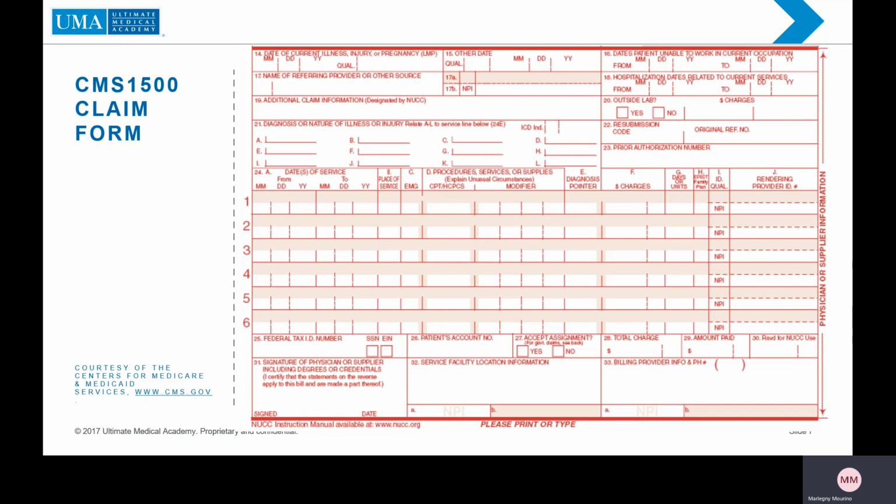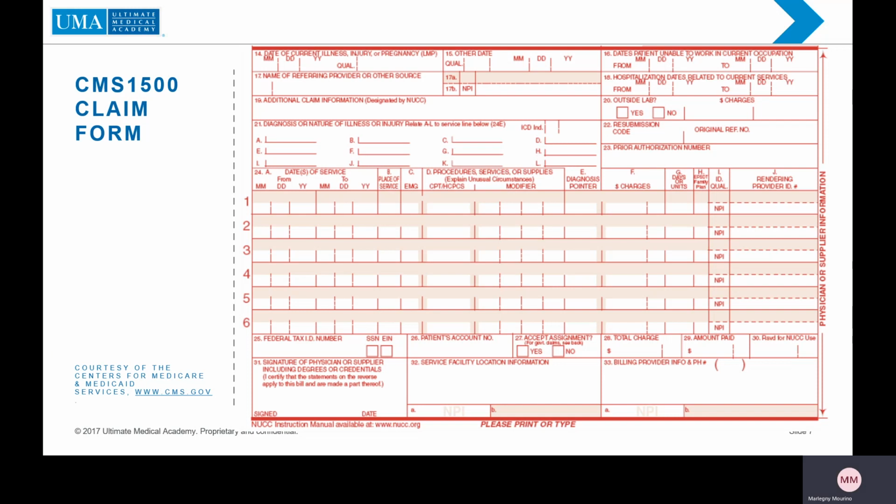Form locator 23, this is prior authorization number. This is used when it's required by the carrier. So again, you're not going to have the pre-authorization number for every service, because not every service and every payer will require pre-authorization. But if it is required, you need to have it, and that needs to be listed in form locator 23 of our claim form.